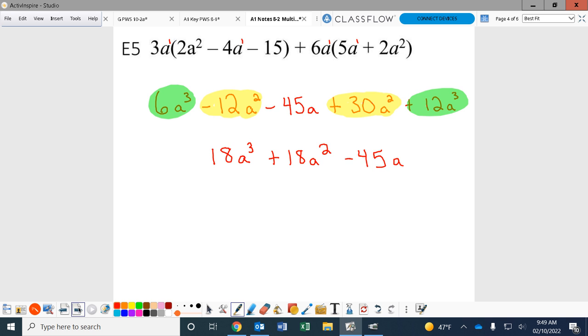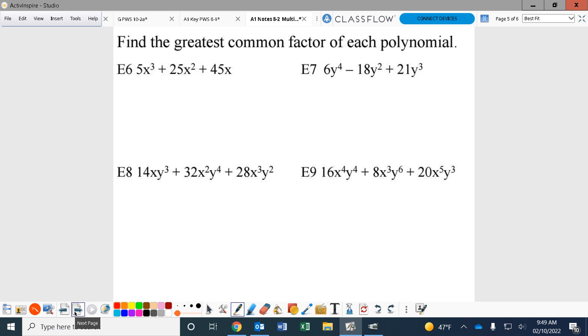So, starting off with these, we're going to be finding the greatest common factor for the polynomials. To do that, the first thing you're going to do is find the greatest common factor for the numbers. Guys, here are the three numbers. You're going to start with the smallest number. Okay? Start with the smallest number.